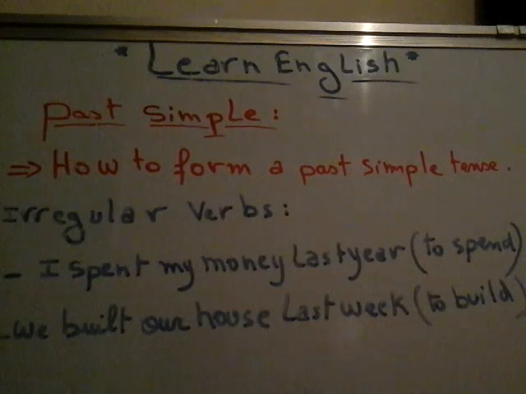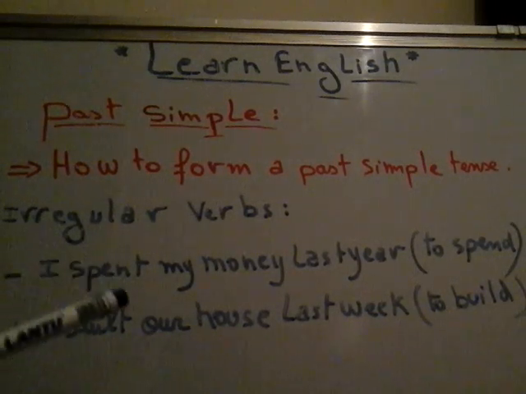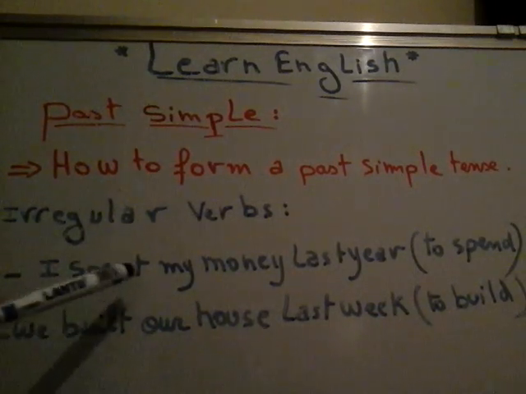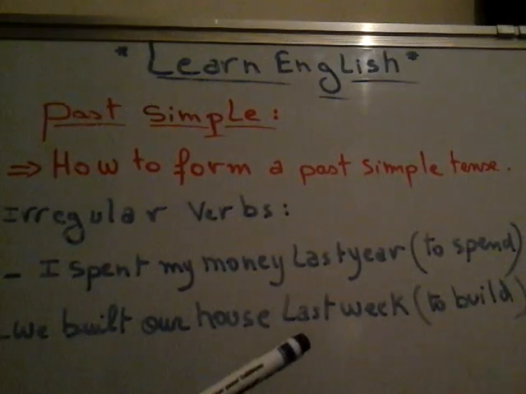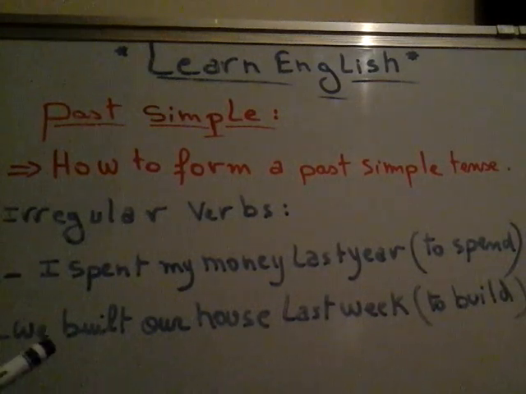For example, here in those examples, the first one, I spent my money last year. So infinitive form of the verb is to spend. Here, the second example, we built our house last week. The infinitive form of verb is to build. As you see here, verbs change completely when you conjugate them in a past simple.